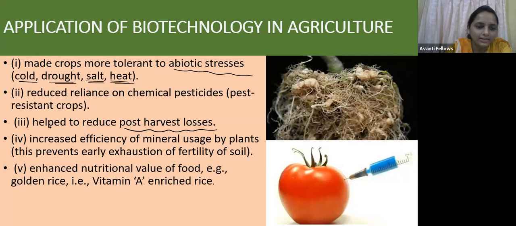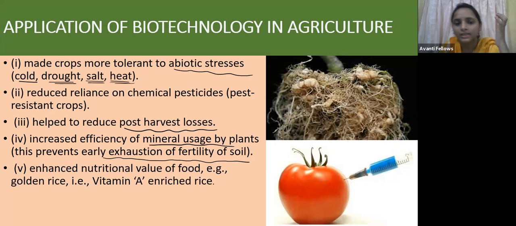The next thing was to increase the efficiency of mineral usage by the plants. This prevents early exhaustion of the fertility of the soil. The genetically modified plant grows very quickly, and it uses the minerals present in the soil very properly, compared to the normal plant.